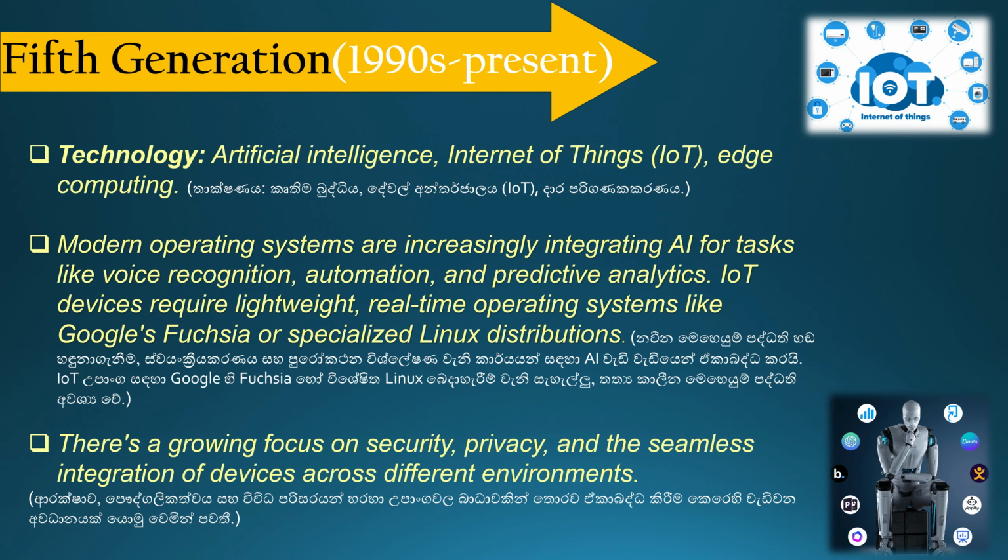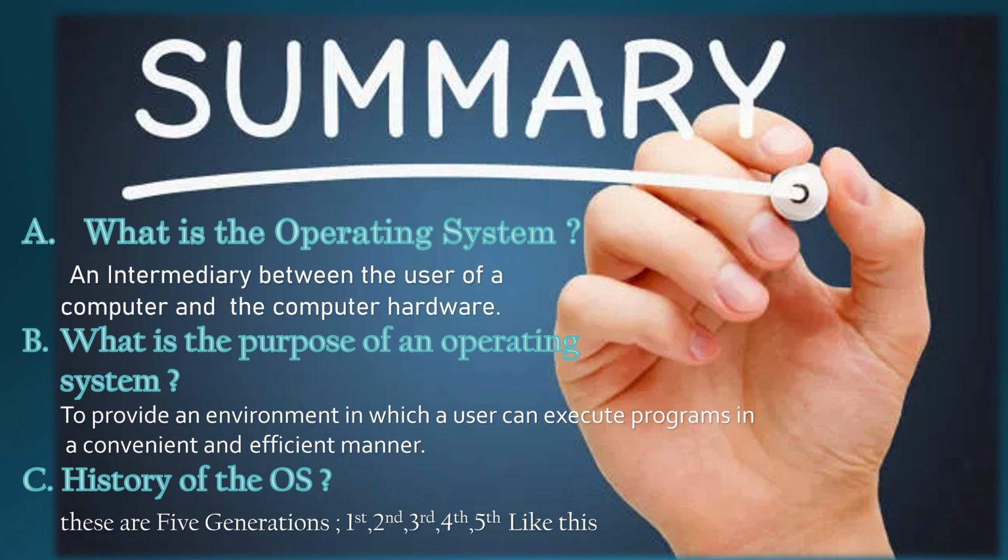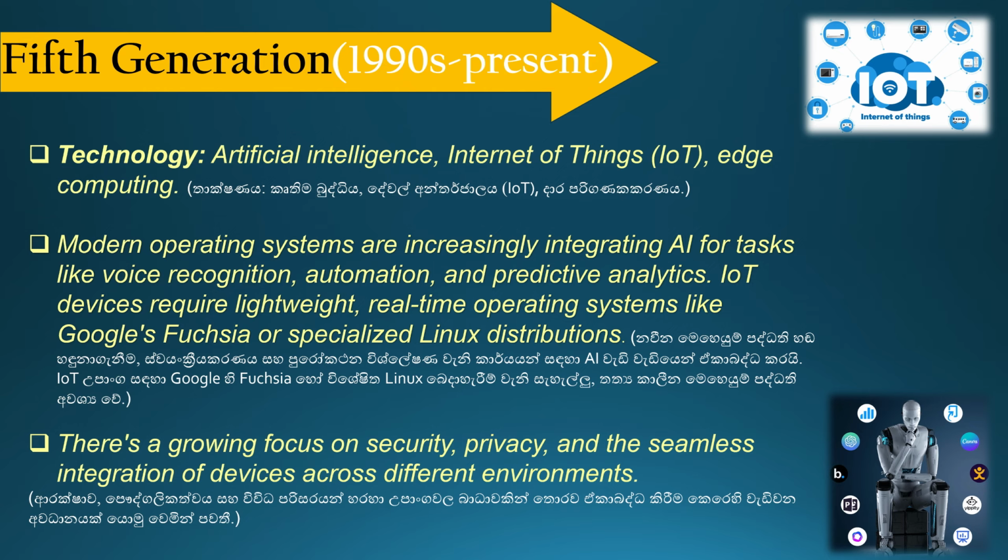So let's see about the fifth generation. In the fifth generation, artificial intelligence and the Internet of Things are used as technologies. In the fifth generation, modern operating systems are increasingly integrating AI for tasks like voice recognition, automation, and predictive analytics. These are growing to mainly focus on security, privacy, and the seamless integration of devices across different environments. So now we know all the details about the fifth generation.